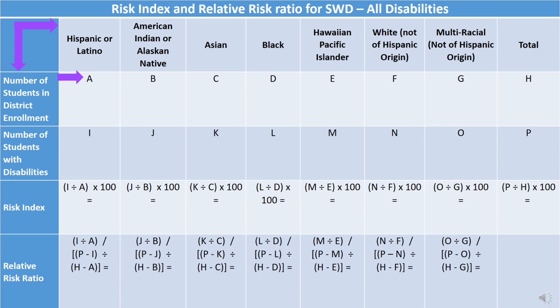Each cell moving to the right is labeled A through H. The next row is the number of students with disabilities, and each cell moving to the right is labeled I through P. Having the cells labeled provide guidance in setting up the calculation in the spreadsheet. The next row is the risk index with formulas in each cell to calculate the risk. The last row is the relative risk ratio with formulas in each cell to calculate the risk ratio. Please be aware of the parentheses and brackets in the formula. They are critical to getting the correct calculation. Remember to follow the math logic.